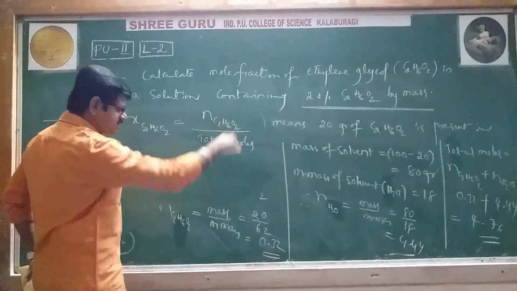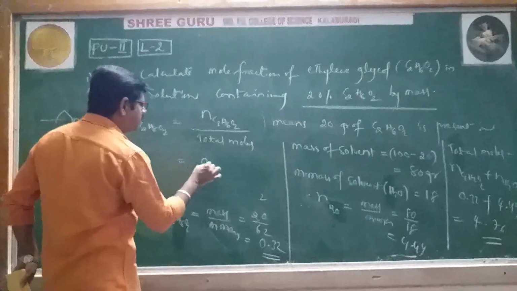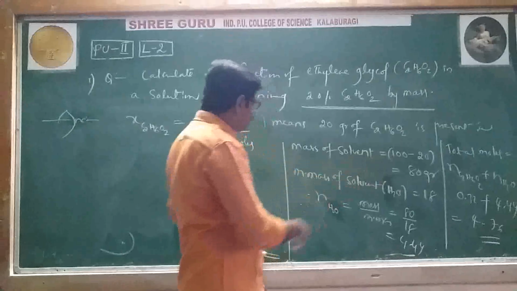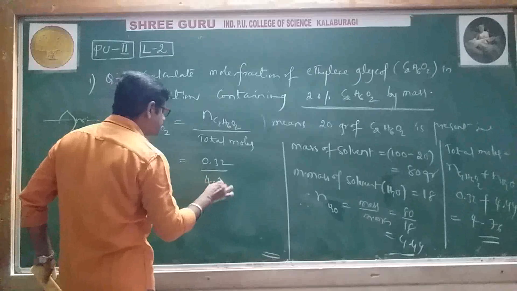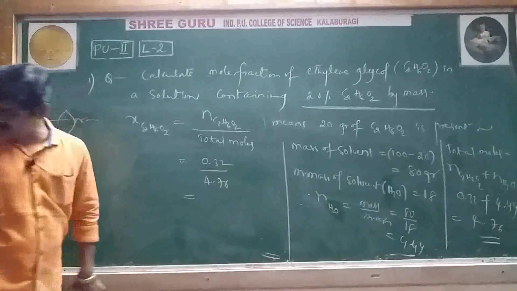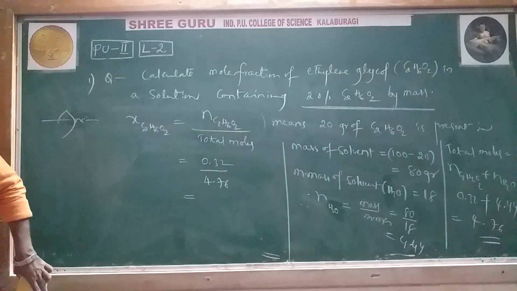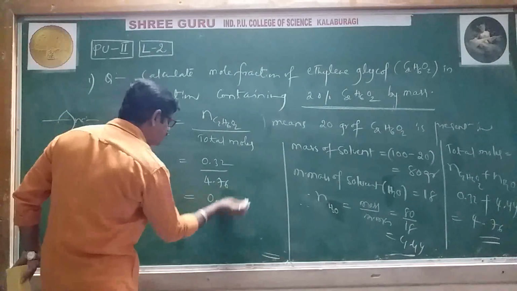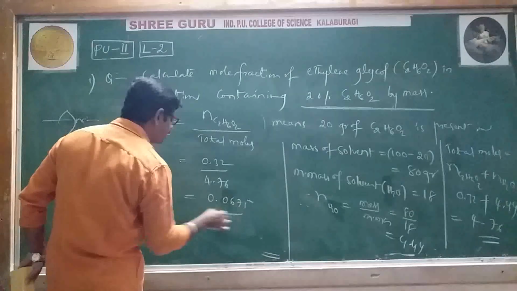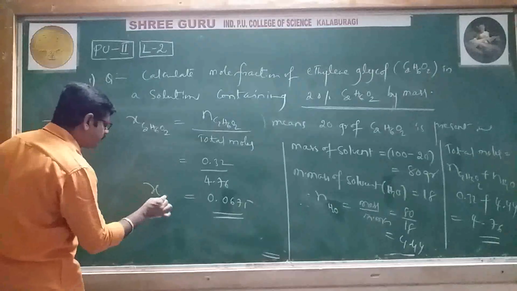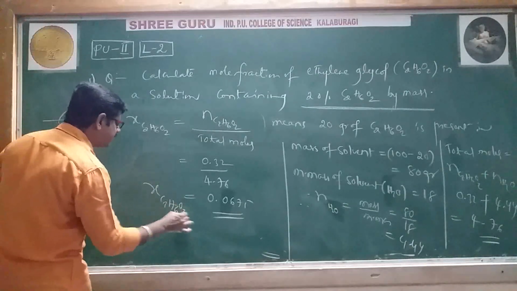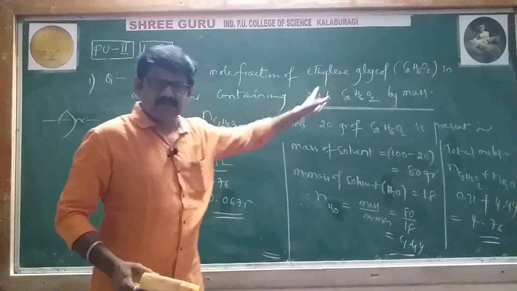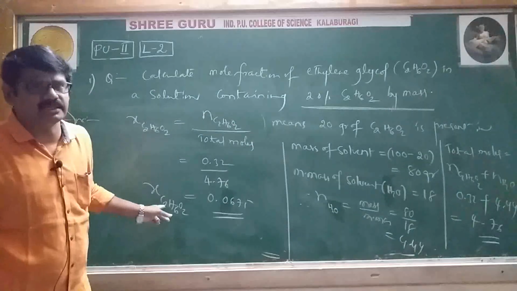Total moles. We'll just substitute then. Number of moles of ethylene glycol, 0.32, divided by total moles, 4.76. If you do the simplification, you will get 0.0675. 0.0675 is the mole fraction of ethylene glycol. Whatever the question has asked, its answer we have calculated.